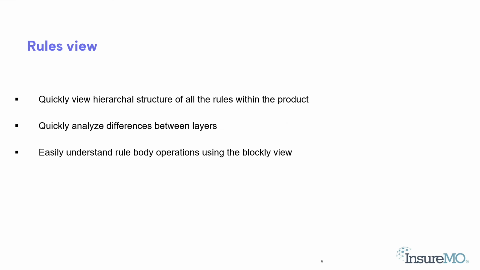Our next view is the rules view. The rules component of a product gives you information on how the product is structured and how ratings are calculated. Like product layers, the rule components are also structured in a tree format. Let's see what that view looks like.